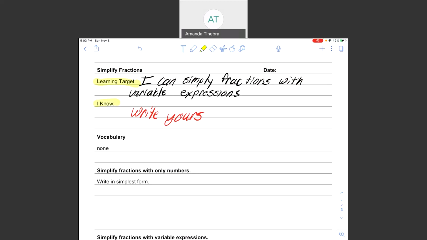Write down what you already know about simplifying fractions. So I'm sure you already know how to simplify fractions that just include numbers. So write that. Write the date you're watching this so you can keep track. And then we have no vocabulary today. So at this point, please pause the video, writing down all of this, and when you're ready, restart it again.